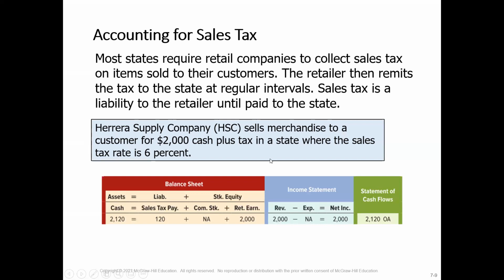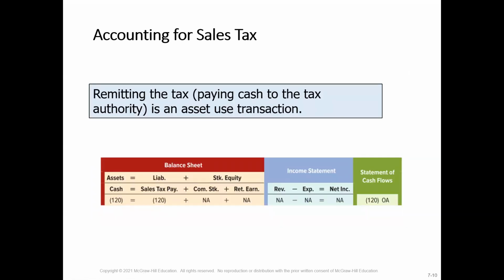And they did give us the little blurb here that HSC sold merchandise to a customer for $2,000 cash plus sales tax. And we have a 6% sales tax rate. So when the sales tax is paid, and this is assuming there's no cash discount, the transaction is merely just a reduction of asset, reduction of cash, reduction of liability in terms of sales tax payable. So it's not an expense transaction. We're acting as a third-party agent between the customer and the state.